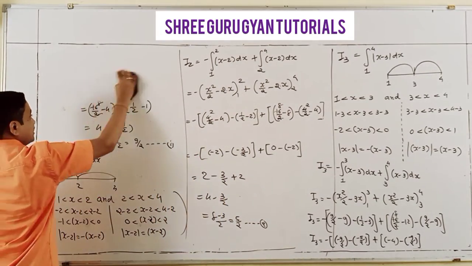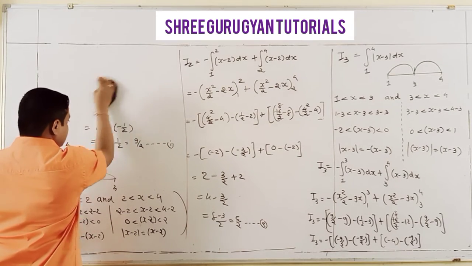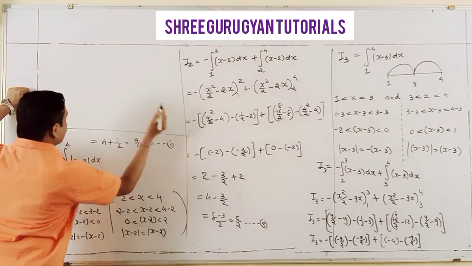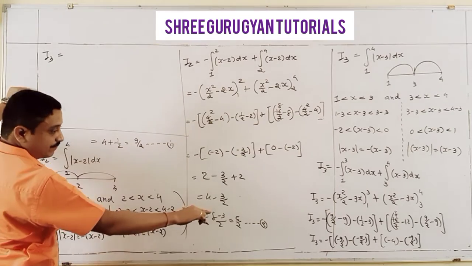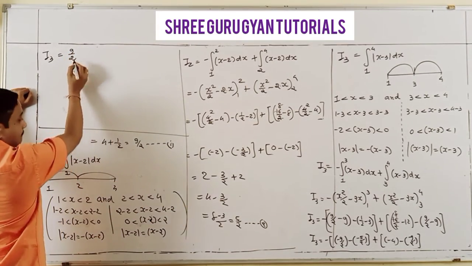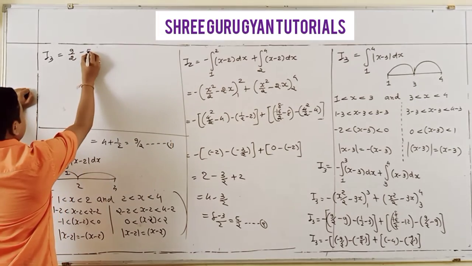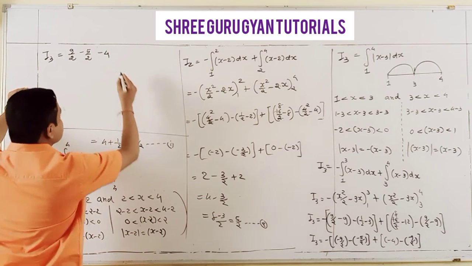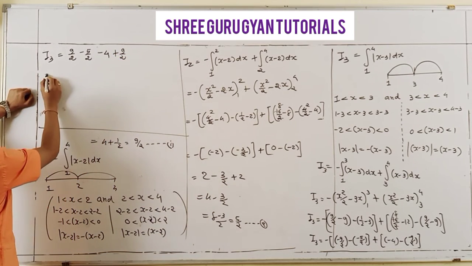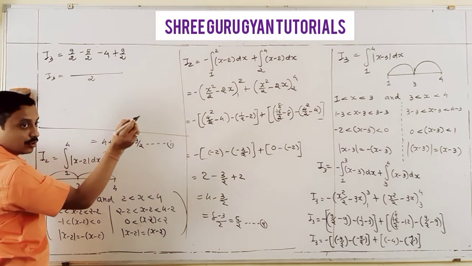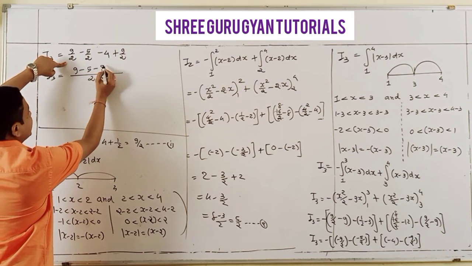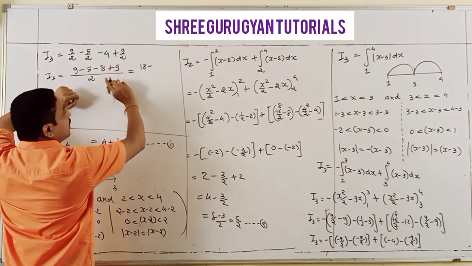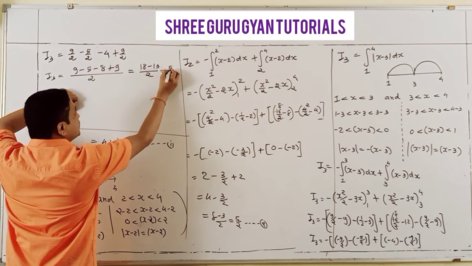So now I1 is ready. This is my I1, yes, I1 is a half, so I calculate I3 further. What is the I3? Plus 9 by 2, minus minus means minus 5 by 2. Next minus 4 and minus minus plus 9 by 2. So finally taking LCM 2 overall, 9 minus 5, 4 to the 8 and 9, 9 and 9 is 18, and here 8 and 5 is 13 by 2. It is 5 by 2.